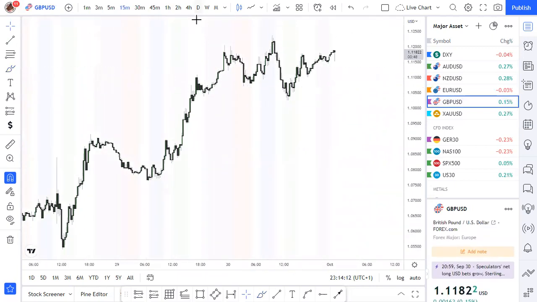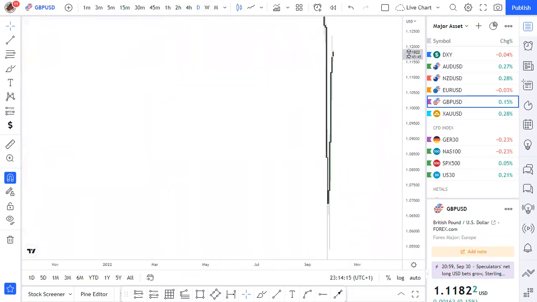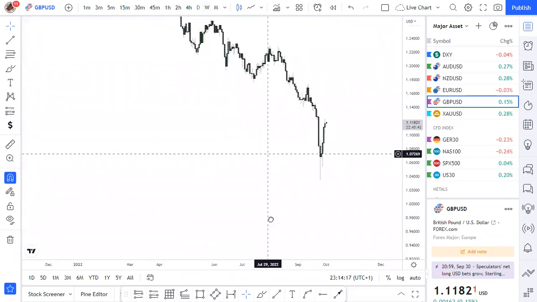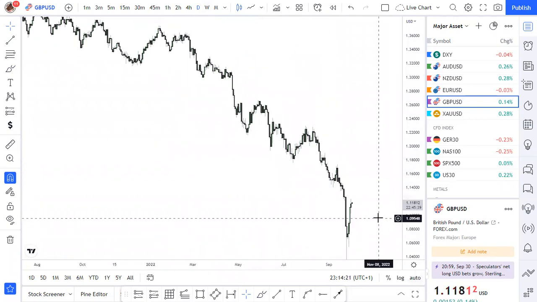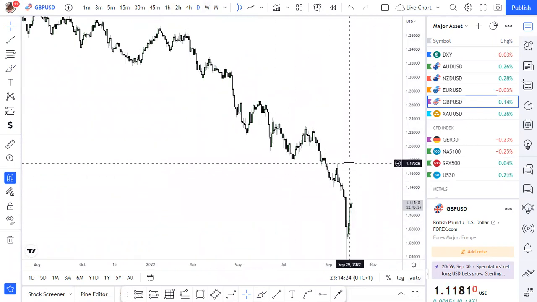Pound USD is a lot messy. I really don't want to talk about Pound USD for now because it's really going down, and I just don't want to talk about Pound USD.